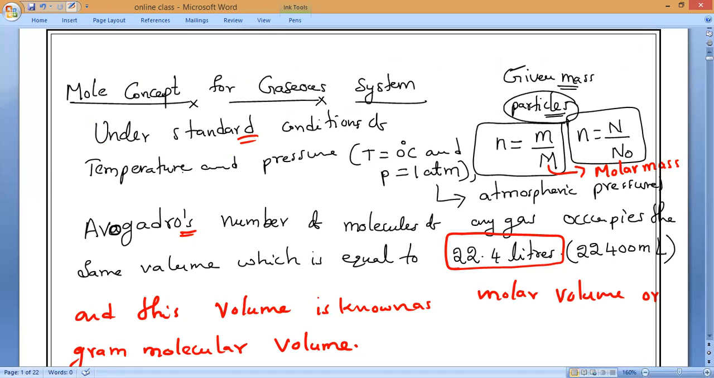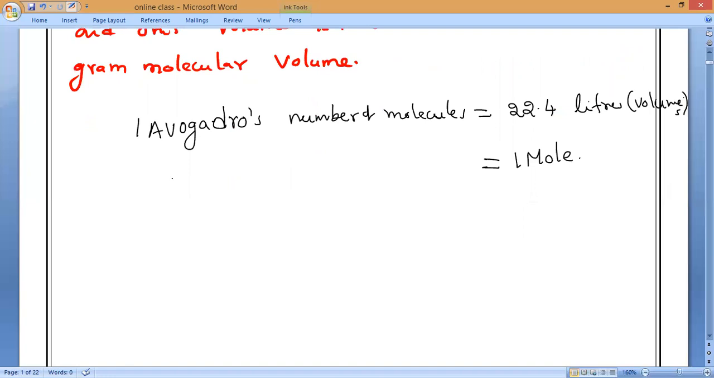Standard conditions of temperature and pressure, then that is equal to one mole of a gaseous substance. That is what you have to remember. Do you understand, everyone? So please write that.